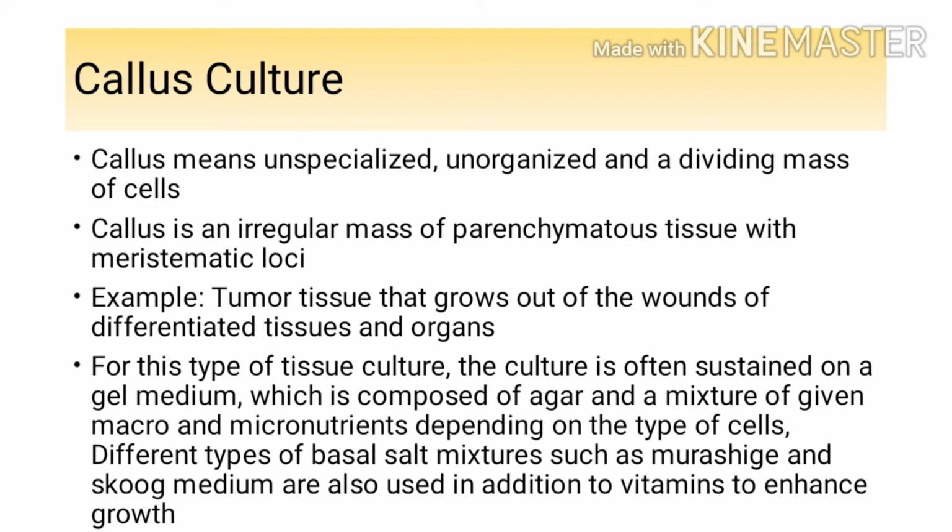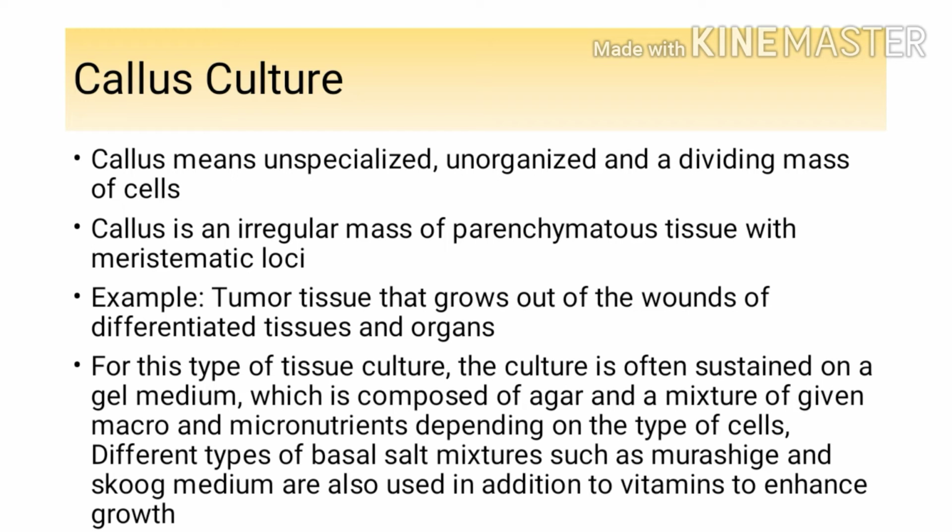For example, there is a tumor tissue that grows out of the wound of differentiated tissue and organ. Whenever you have an injury, tumor tissue can be generated from differentiated tissue and differentiated organ, and these tumor tissues represent a callus: a bunch of cells, an unorganized, unspecialized bunch of cells, which have much more capacity to divide and multiply.